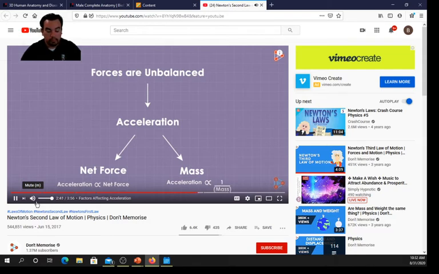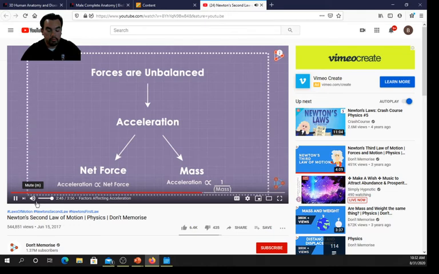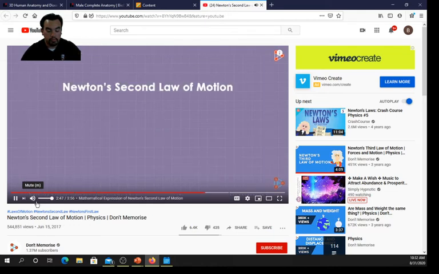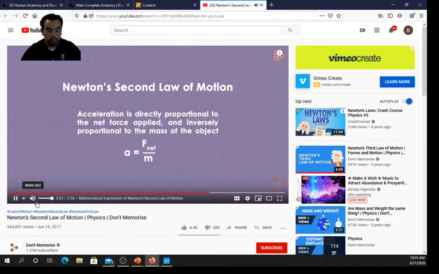If you understand this concept well, then understanding the second law of motion will be very easy. Mathematically, it can be written like this. In simple terms, the acceleration is directly proportional to the net force applied and inversely proportional to the mass of the object. That's the second law. Or as more people understand it, like this. The net force is the product of mass and acceleration.